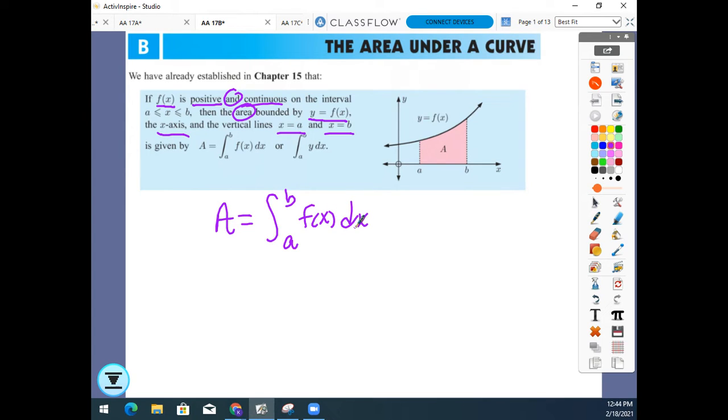So it's really important. We only say that the area is the integral if f of x is above the x-axis. Then when you take the integral from a to b, it's finding all the area between the curve and the x-axis. So you're connecting the curve itself, the x-axis, starting at a, going all the way to b.